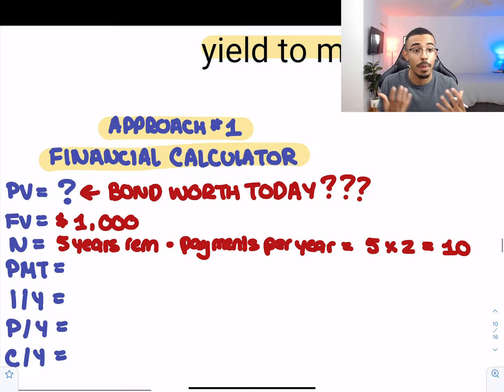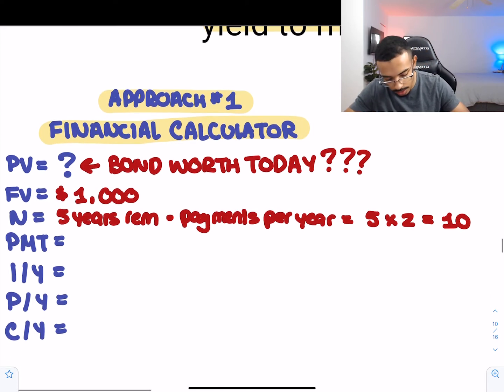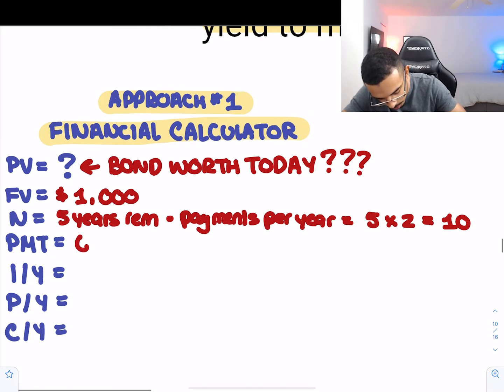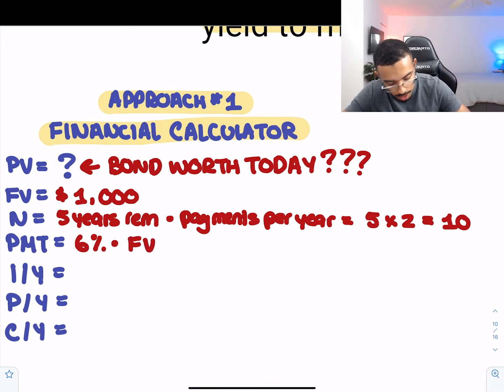Now, for our payments, we go back to the same idea, okay? To find our payments, we said that the coupon rate is extremely important. Now, because we know that YTM is equal to the coupon rate, we know that that's 6%, right? So the first thing we want to look at is 6%, our coupon rate, multiplied by the face value, which is $1,000, and we're going to divide that by the number of payments per year. Okay.